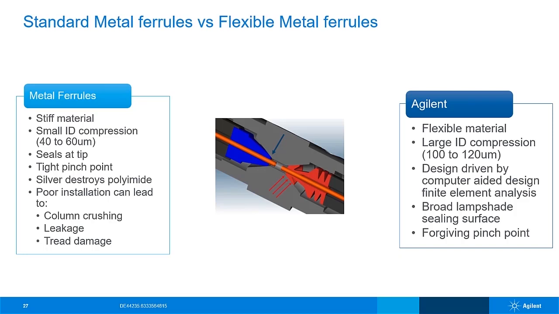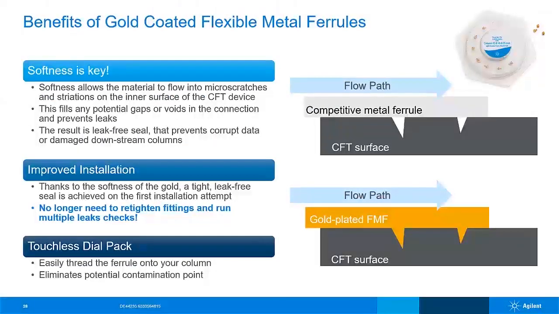Comparatively, the flexible metal ferrules have a broader sealing surface like a lampshade, indicated with those red arrows, which spreads out the sealing pressure to avoid a tight pinch point. This larger sealing surface area allows for a better seal without crushing the column or causing leaks. Furthermore, when using the gold-coated flexible metal ferrules, gold is inert and has no interactions with polyimide, so there's no worry about the columns breaking in the CFT device due to loss of polyimide.